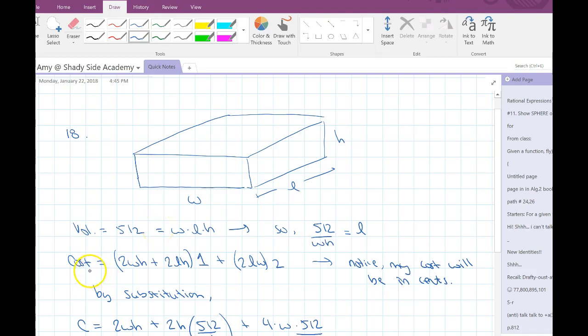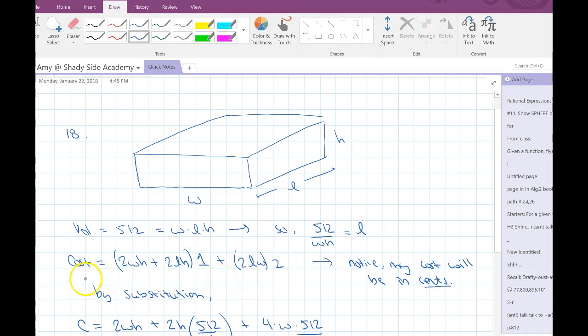What I did here was I just set up my cost function. It's 1 cent per square unit on the four sides. So I have two of these panels, W times H, right? Two of these panels, and those two areas will cost 1 cent per square unit. And then I have the length and the width, the top and the bottom. The top and the bottom cost 2 cents per square unit. Notice that my cost will be in cents because I don't feel like dealing with decimals here.